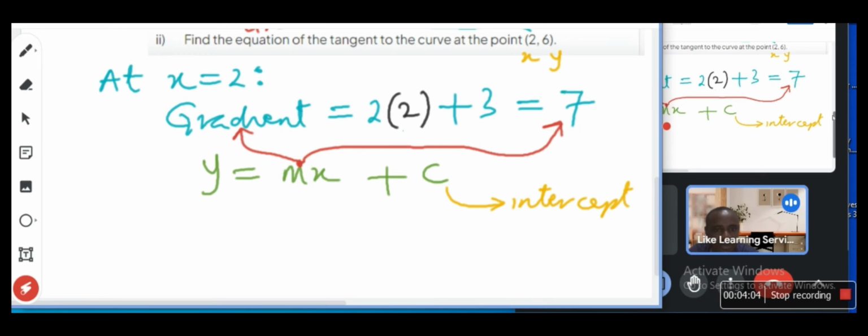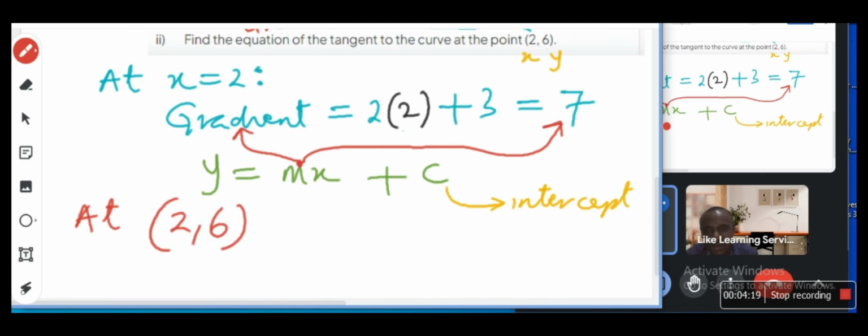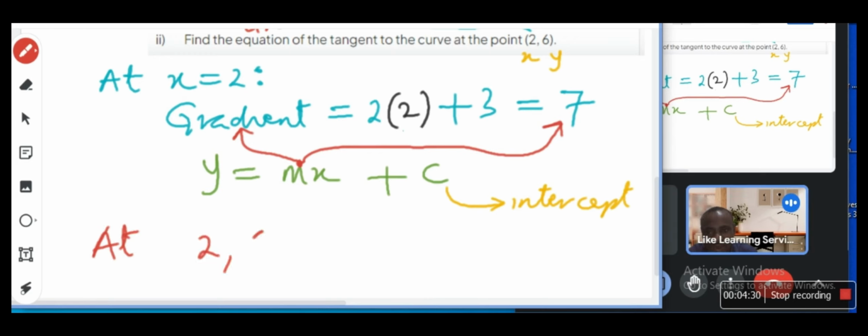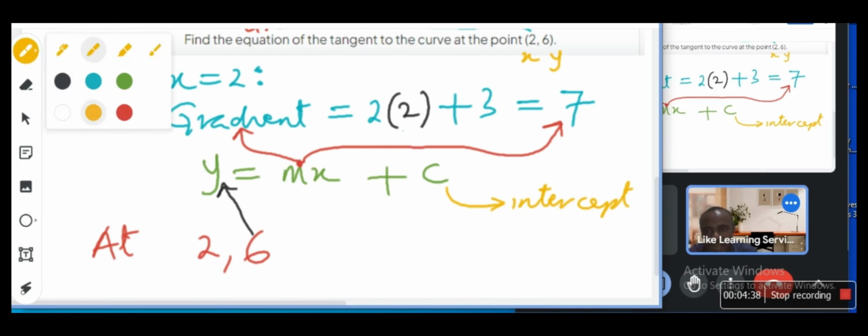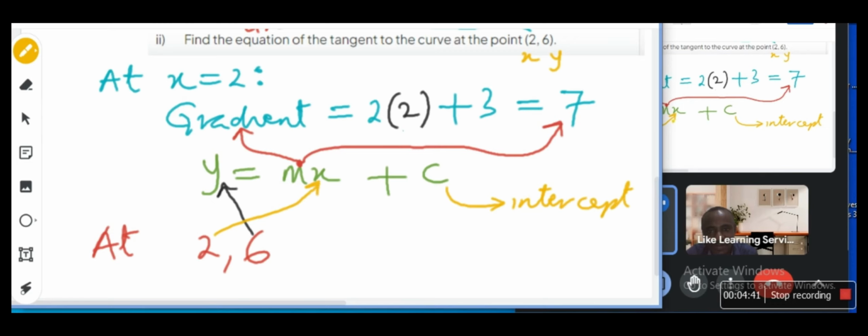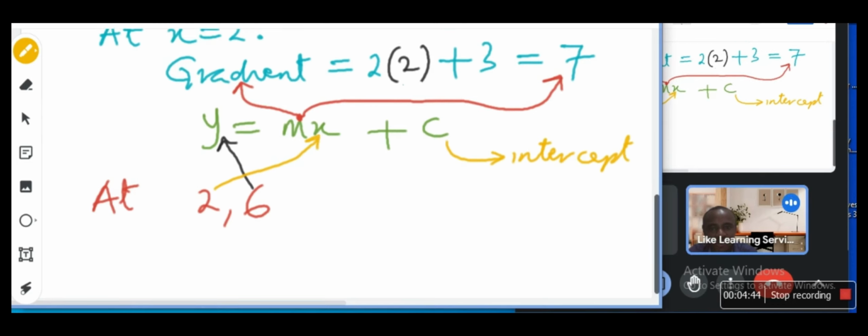X, we use the value of x. What's the value of x there? 2. Y, we use the value of y there, 6. So let me write it down again. At 2, 6, remember the 6 will go to y, while the 2 goes to x. Substitute all of those values.